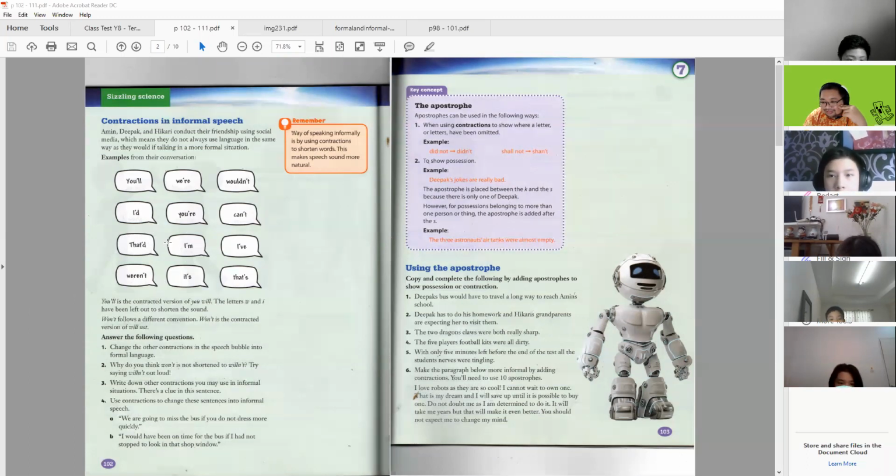Gwen. Hi, Gwen. Are you listening? Okay. How do you pronounce, how do you expand, I'm? I am. Good. Right. Evelyn, I've. Excuse me, sir? How do you expand I've? I have. Good. Okay.